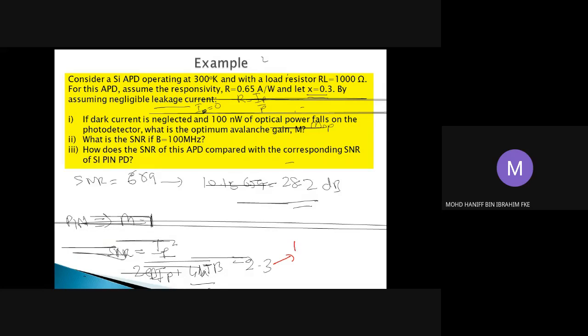So in dB it should be 10 log of 2.3, which will give us about 3.5 dB only. This is the SNR that you are going to get for the case of PIN photodiode, and we compare this with the SNR obtained from the APD, which is very much different. So the SNR for APD is very high, 28.2 dB, as compared to a very low SNR for the PIN photodiode. Any questions up to this example? So far, okay, Doctor.